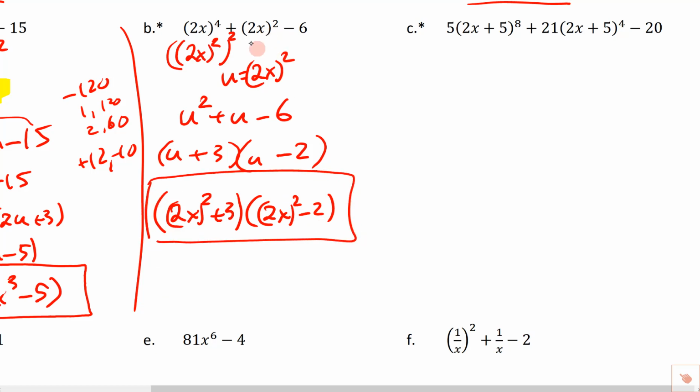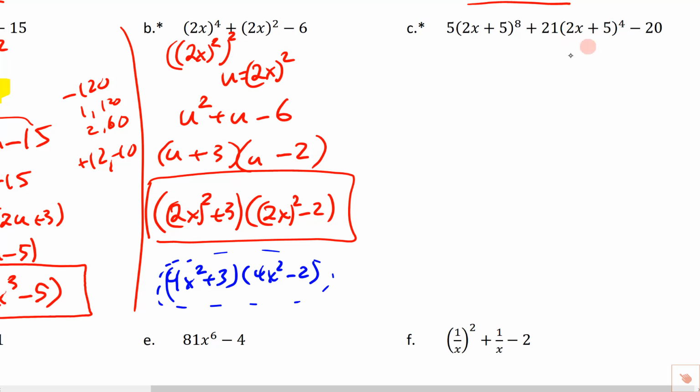If you wanted to do something on this one, like go ahead and square this out, what do we have here, 4x squared. I'm going to write this in a different color. So this would be 4x squared plus 3, and then 4x squared minus 2. You could do something like that, but we're going to leave it in this format where we just reverse the substitution.